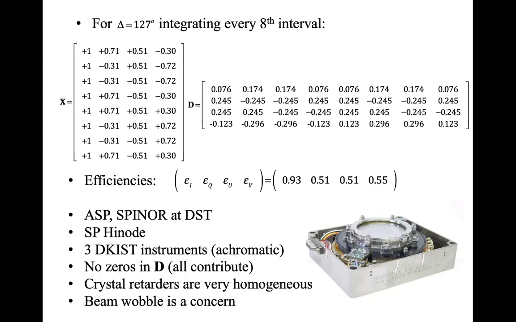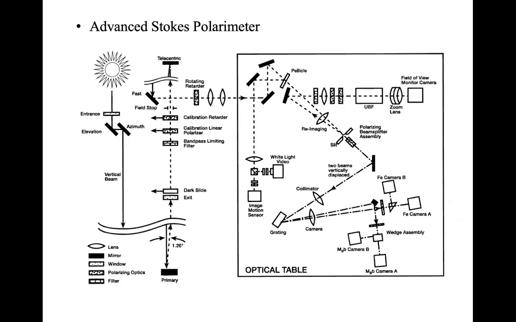I like that it has no zeros, and that was why it was proposed originally. You are always measuring all the Stokes parameters, so if something changes, it changes for everybody. You know that Q, U, and V are going to be more compatible among themselves than when you have zeros, because V might not be compatible with the rest. In this case, changes in time of seeing of your telescope or on the sun impact all measurements in the same way. Crystal retarders are good and easy to produce. But it's rotating, so if you have problems with your image doing funny things, you have something rotating in your optical scheme. So this is the ASP.